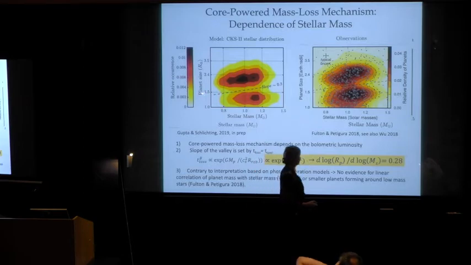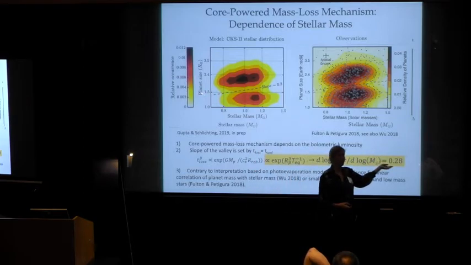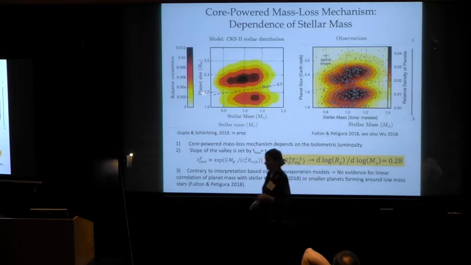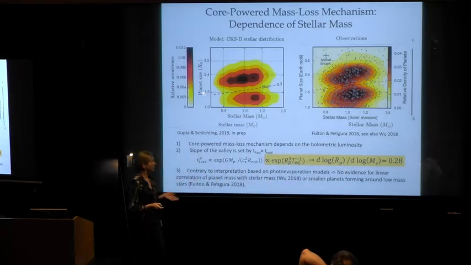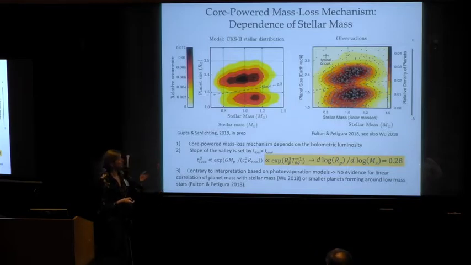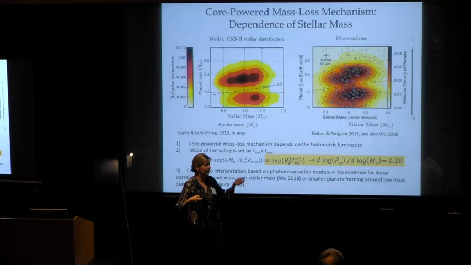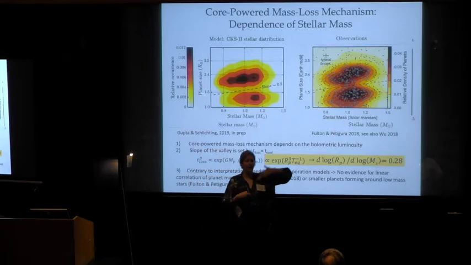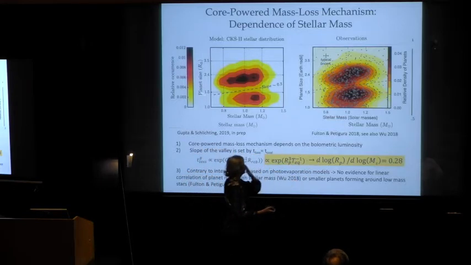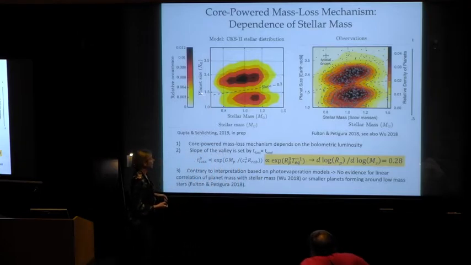And what you get is a slope of 0.3. So you expect that as you go to higher mass stars, the valley that's separating the sub-Neptunes and the super-Earths will go to larger sizes because you have higher bolometric luminosities, and therefore you can drive more loss. Basically, a larger planet, a higher mass planet, can be stripped if you have a larger bolometric luminosity. This is where this dependence comes from. And so you can do this analytically. You can, of course, also do that numerically.